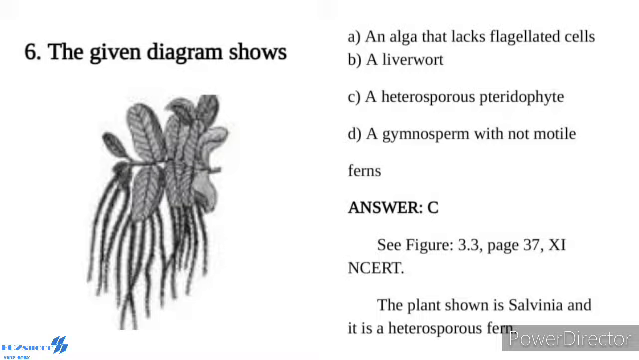So the correct answer is option C. C is a heterosporous pteridophytic fern. The plant shown is Salvinia and it is a heterosporous fern.